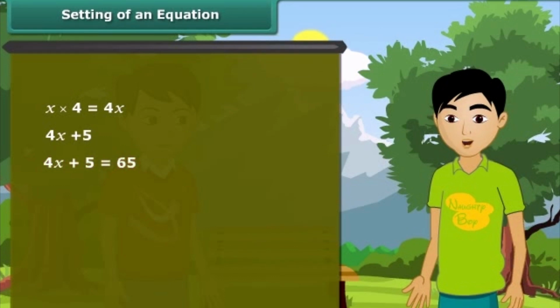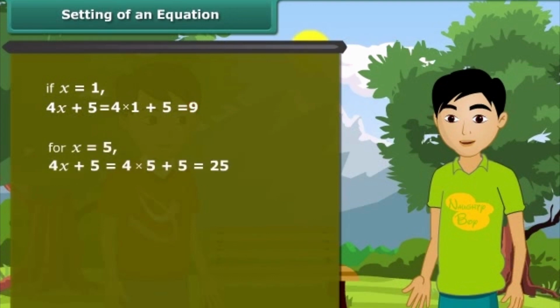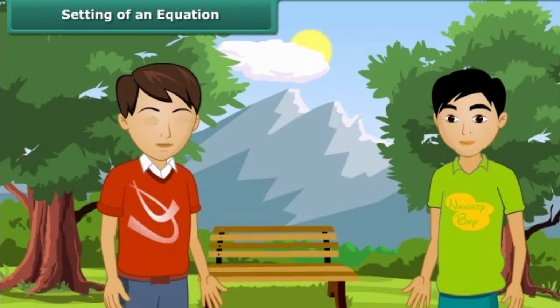Now to find the number, I put different values of x. If x is 1, we get the answer as 9. If x is 5, we get answer as 25. Similarly, for x is equal to 15, we get the answer 65. This is so simple.